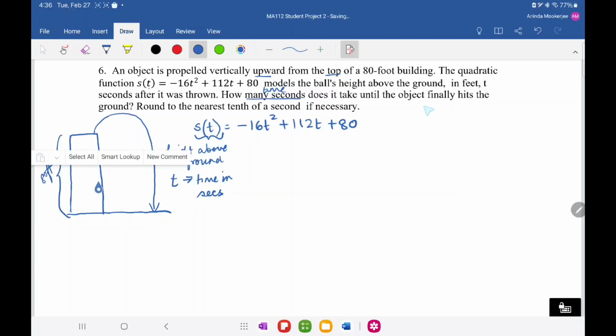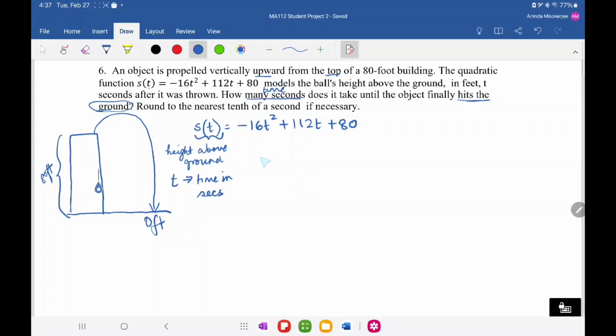Now, the question is asking until the object finally hits the ground. So it wants to know how many seconds, how long after it is thrown, will it come back to the ground. So at the ground, what is the height of the ball going to be? It's going to be 0 feet at the ground. When the object is sitting on the ground, then it's not above the ground, it's on the ground. So it does not have any height above the ground. So it's going to be 0.